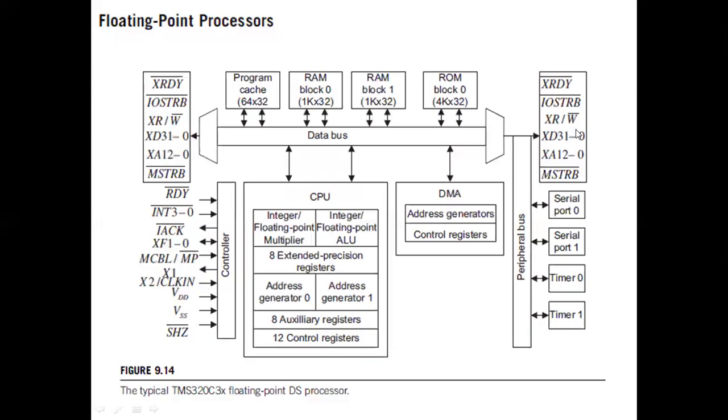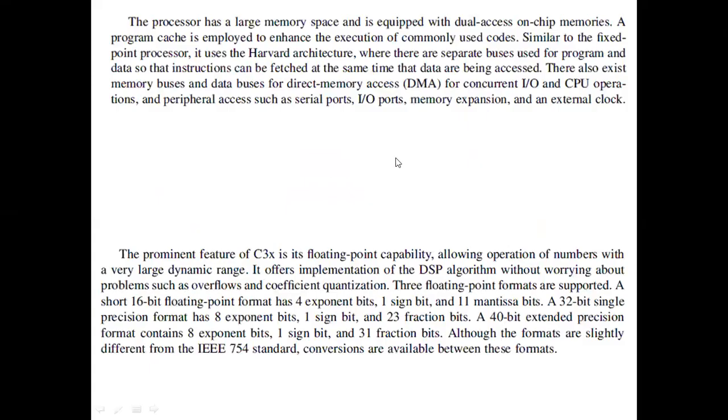Anyway, let us see if there is anything else interesting. Other than being a floating point processor, this is interesting here: dual access on-chip memory. Dual access means, as I told you, you do not have to give a single address to read a single data. You can at a time give two addresses and read two data simultaneously. That's going to make the operation faster. Other than that, any other advantage here? Separate buses for program and memory.